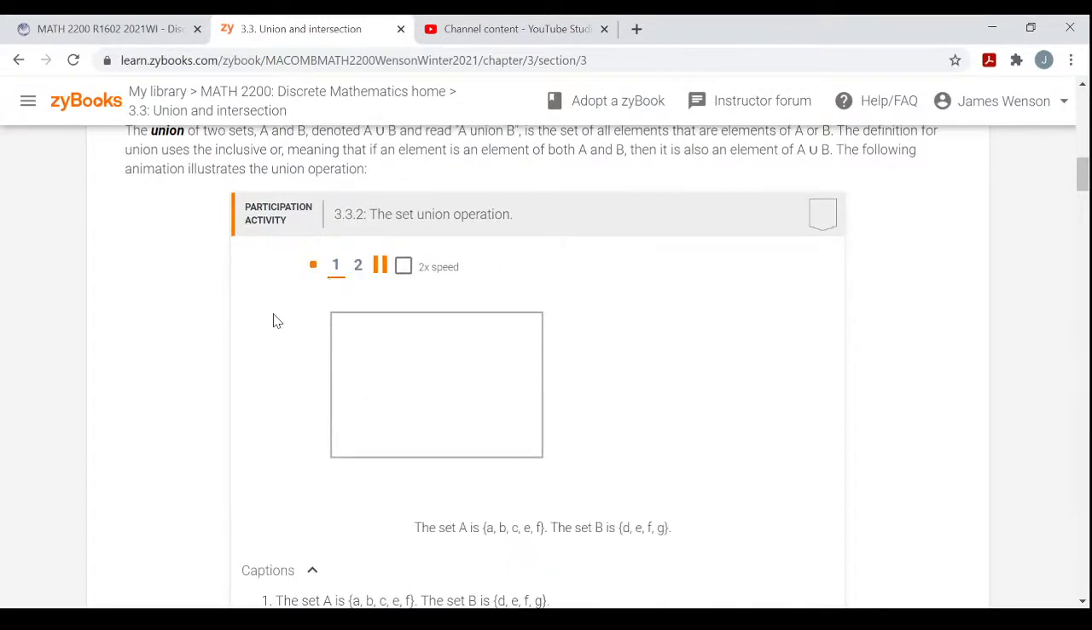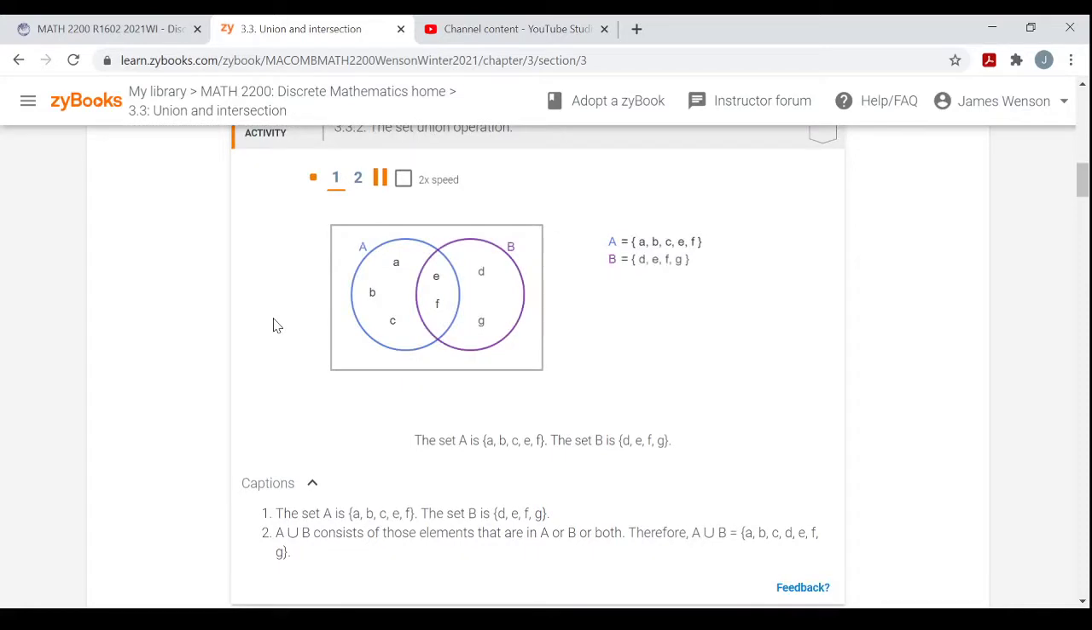I'll play it for you again. Same sets A and B. A is the set with elements A, B, C, E, and F. Set B is the set with elements D, E, F, and G. And so all these elements, A, B, C, E, and F, belong to set A, so they also belong to A union B. And all these elements, D, E, F, and G, belong to set B, so they also belong to A union B.